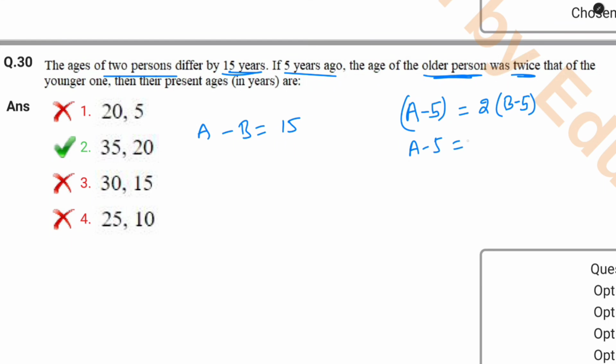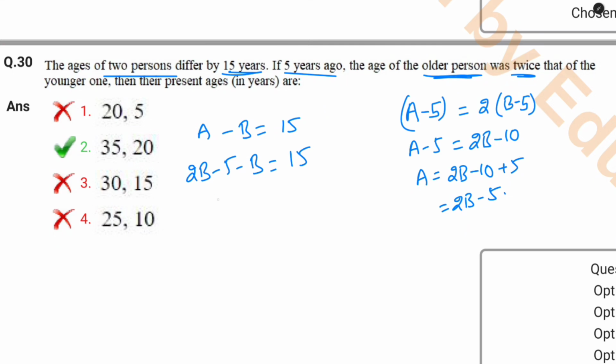So a minus 5 equal to 2b minus 10. Then a equal to 2b minus 10 plus 5. This will be 2b minus 5. Now substitute a value here. 2b minus 5 minus b equal to 15. So 2b minus b, it will be b. 15 plus 5. So it will be b equal to 20. So a equal to 15.